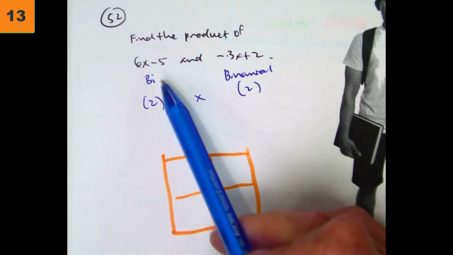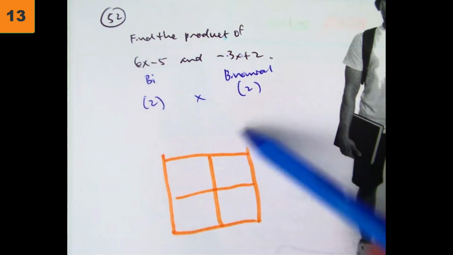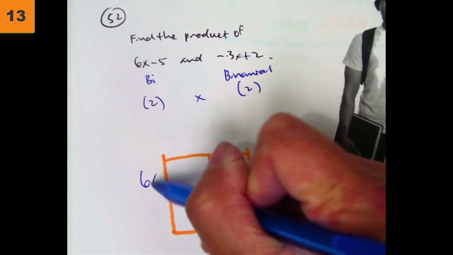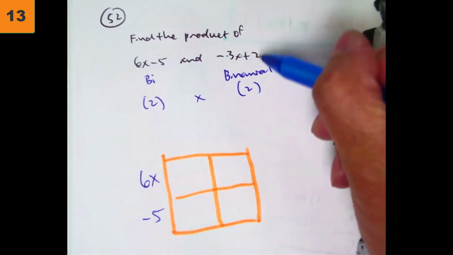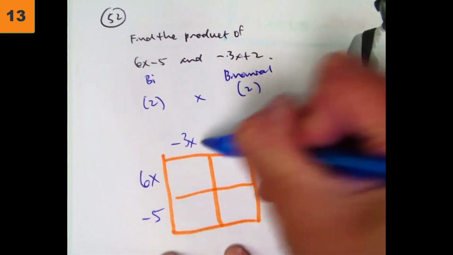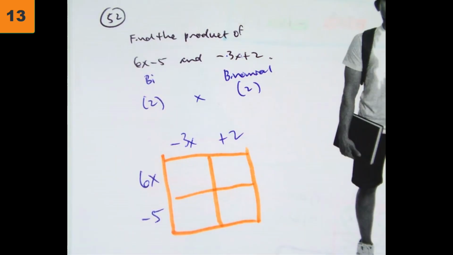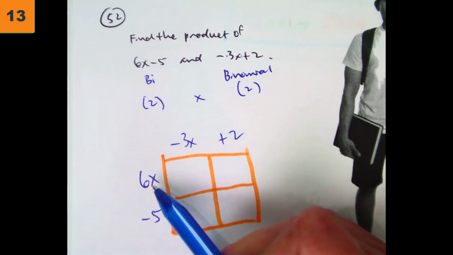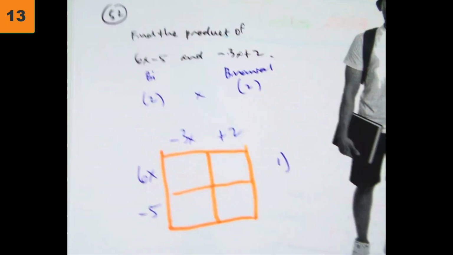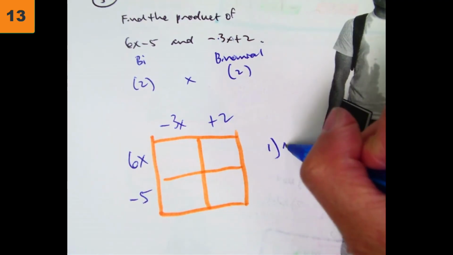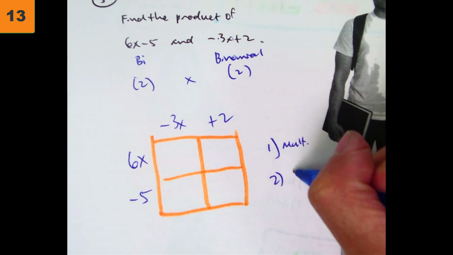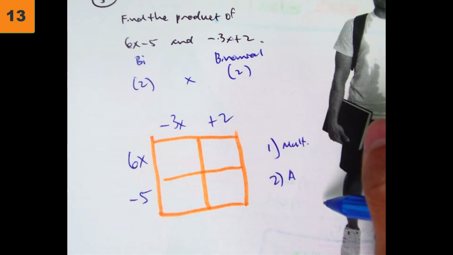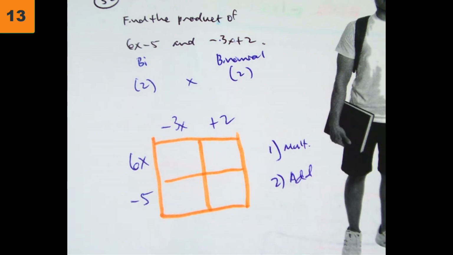And now I'm just going to place each of these binomials, doesn't matter where. I'm going to put this one on the side, so 6x. And don't forget the negative sign. And then I'm going to take this one, this is negative 3x, and a positive 2. Nathan, we're first going to do what math operation? We're going to multiply. Nathan, what do we do second? We're going to add.